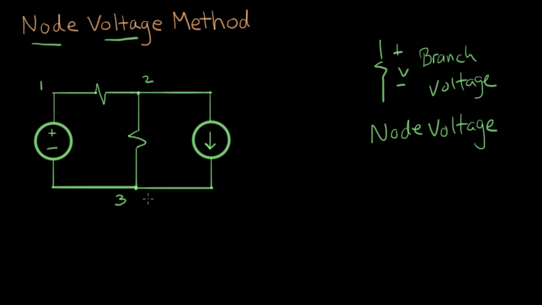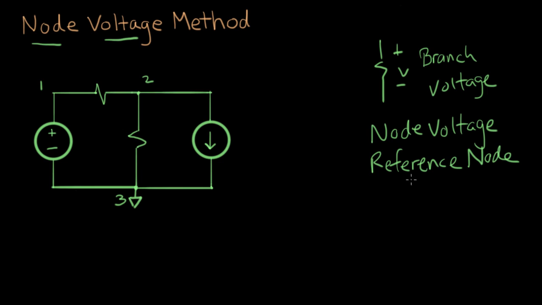To define a node voltage, the first idea we need is to define a reference node. A good choice for the reference node is usually one that's connected to the terminals of the power sources, or it's a node that's connected to a lot of branches, a lot of elements. And node 3 here is a good choice for a reference node. And the way we mark that is with a symbol that looks like this, a ground symbol. That's called ground in this circuit.